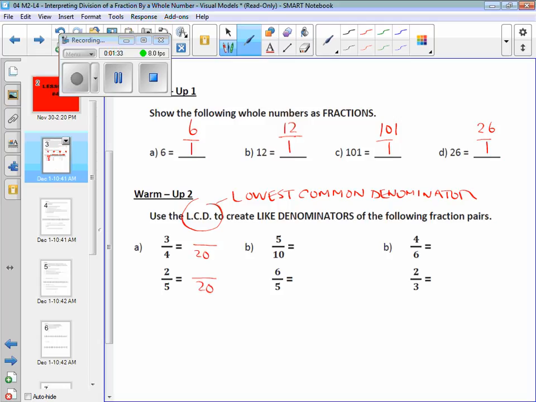Now, it's just like what we did in ratios. 5 times what makes 20? 4 times 2. Okay, so that's equivalent to 8/20ths. 4 times what makes 20? 5 times 3. That one's done.